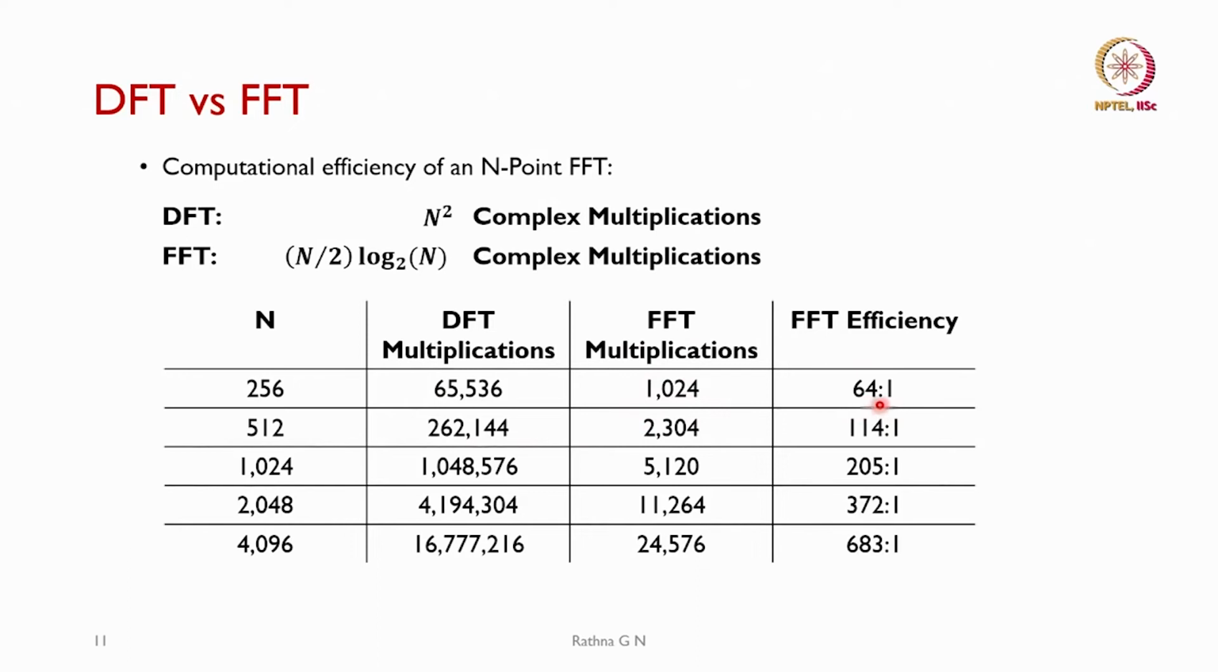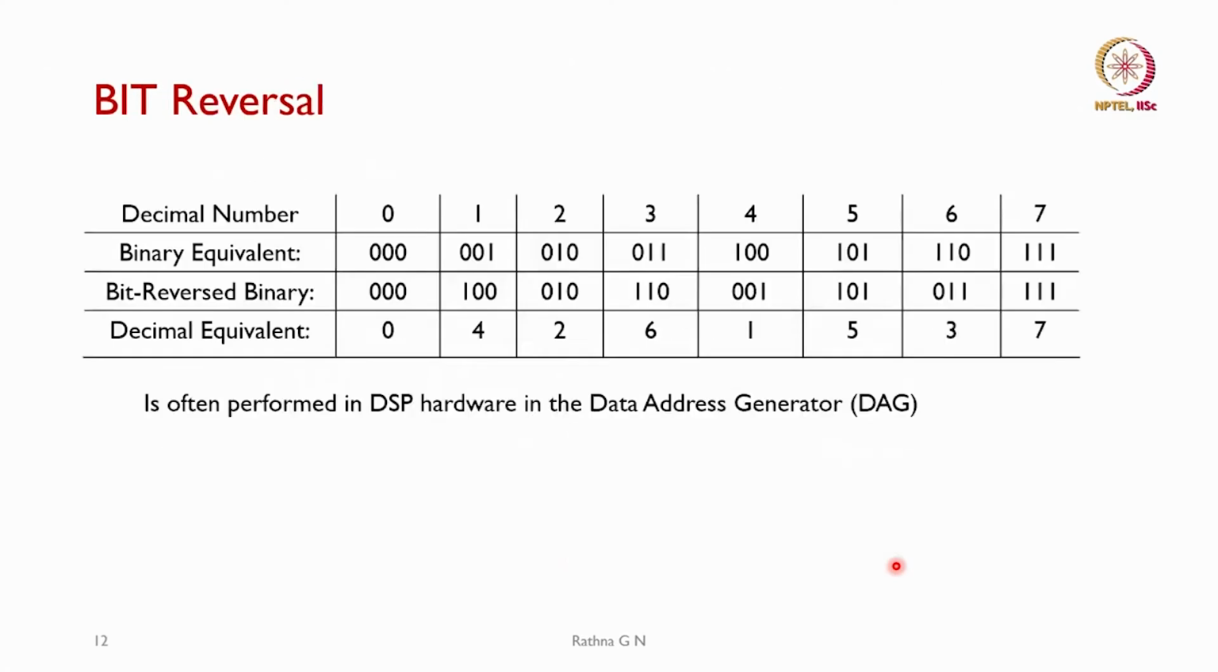So, it goes from 64:1 to 683:1 as the power of the computation we have to do increases, with base 2, 2 to the power of N. So, as it is increasing, our efficiency is also going to increase.